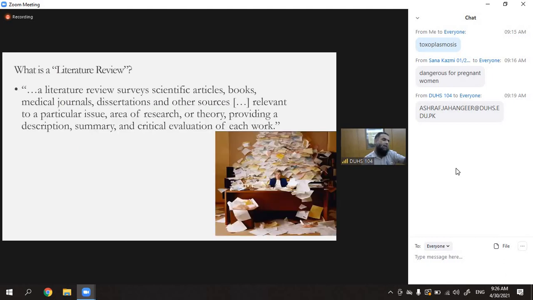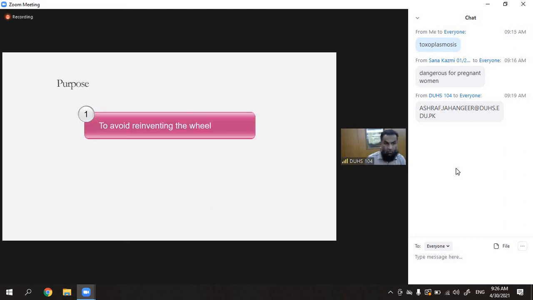For literature search, you have multiple search engines and the library. So why do we do literature search? To avoid the work that has been already done. We should not redo it. We should capitalize upon that work, and we should do some new thing, finding out some new facts.